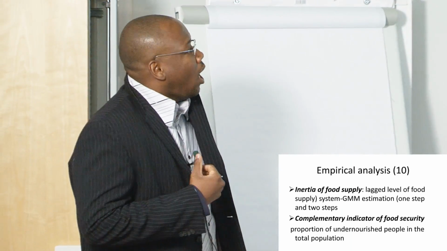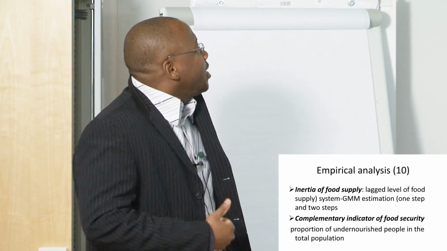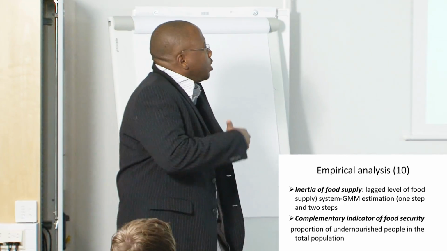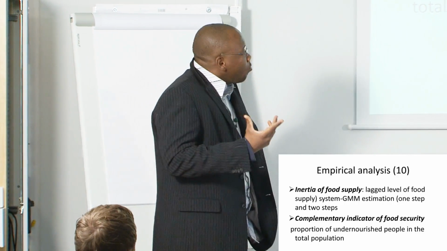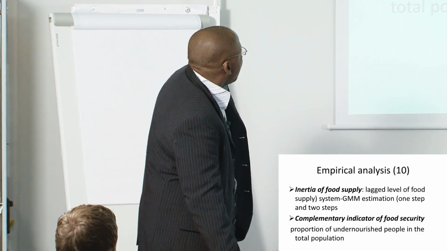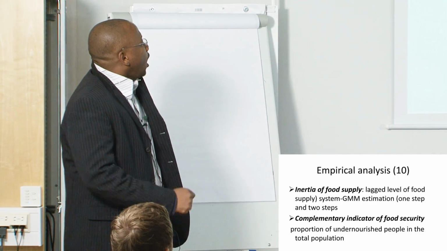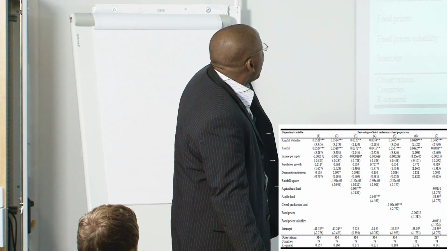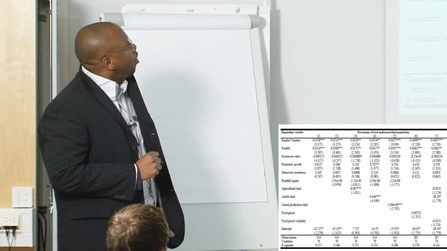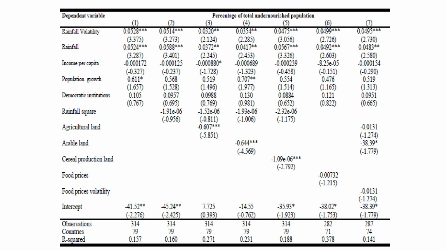We go further and we ask ourselves if there is maybe an inertia on food supply. And for this, we apply a GMM system and we found good results. And the last test is the use of a complementary indicator of food security. When we apply the percentage of total undernourished population, we find that rainfall volatility increases the percentage of total undernourished population. And our results are always good when we include control variables.